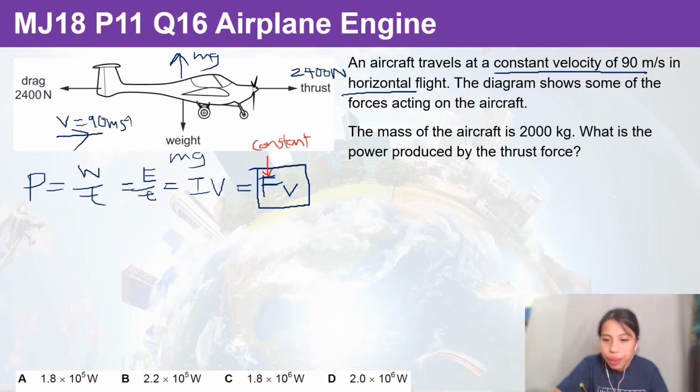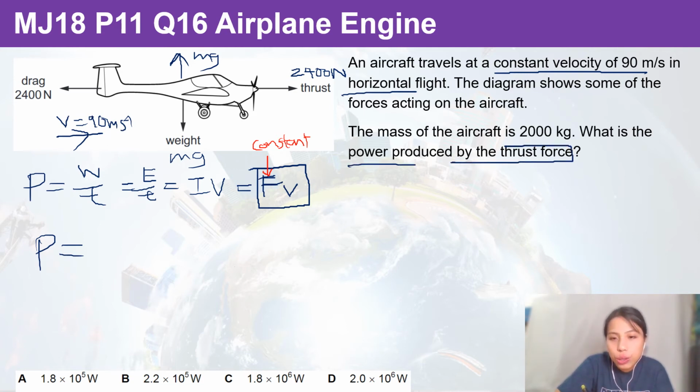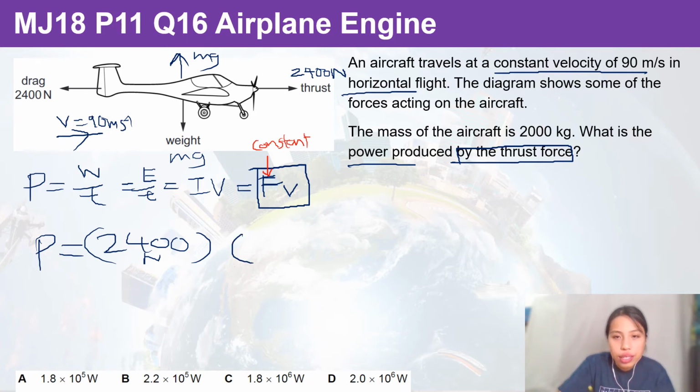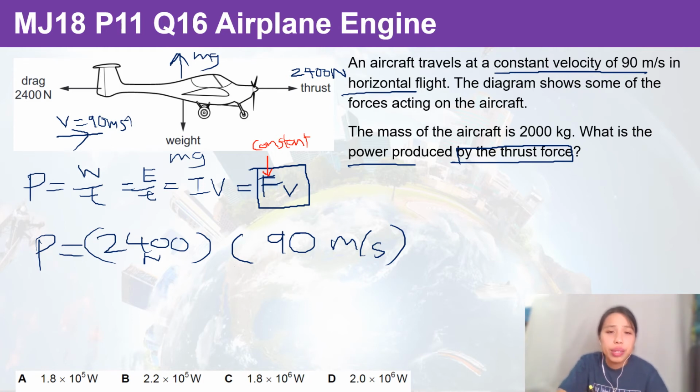So here, we can just use power. We want to look at power by the thrust force. So how much power is this force exerting? You have 2,400 newtons times a velocity of 90 meters per second. This thrust force is likely from the engine, the propeller, everything. So then you have 2,400 times 90.